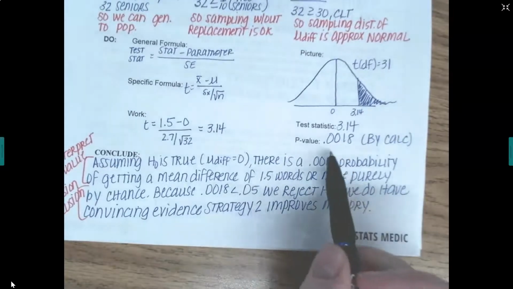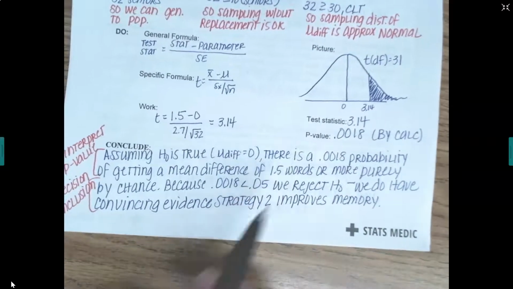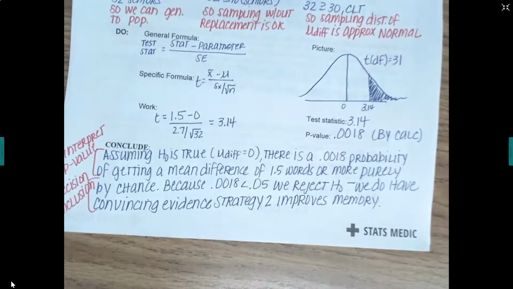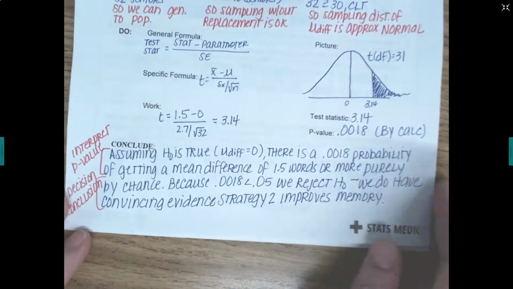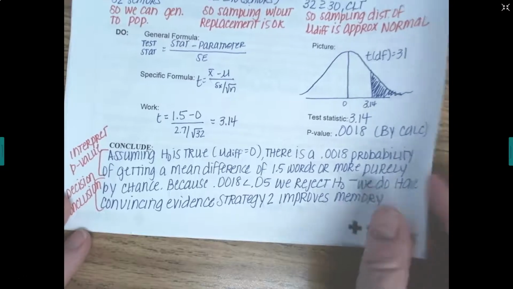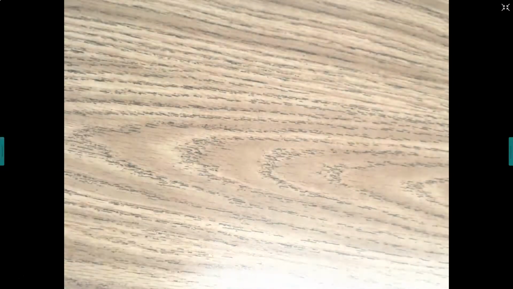And so with our p-value of 0.0018, assuming our null is true, that there is no difference, there is a 0.0018 probability of getting a mean difference of 1.5 words or more purely by chance. Because 0.0018 is less than 0.05, we will reject the null. We do have convincing evidence strategy 2 improves memory. Hopefully we're getting this down, understanding the difference between the difference of means and the mean difference. That's going to be part of what our summary is about.